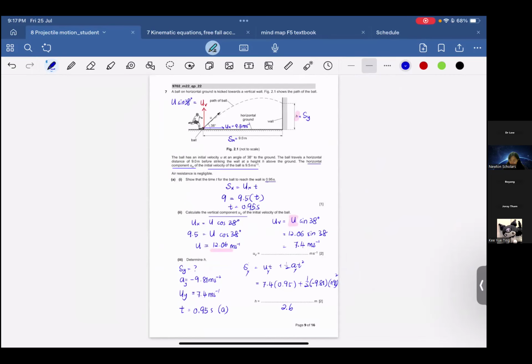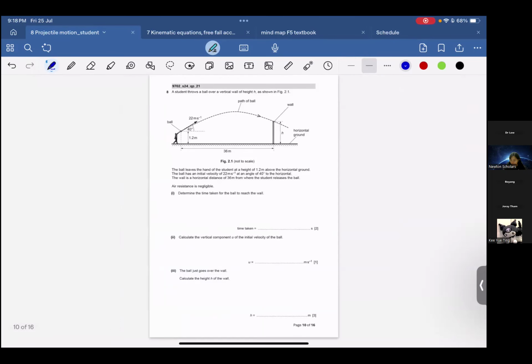Okay, overall it's like this. We are calculating the time. Actually, I found out they like to ask you to find t first. So most of the time we use the horizontal to find t, because that is the easiest one.